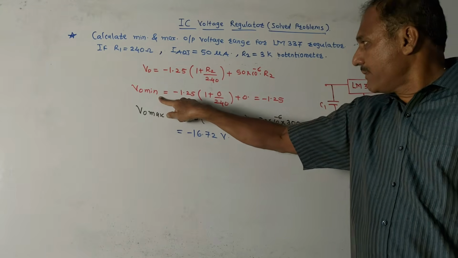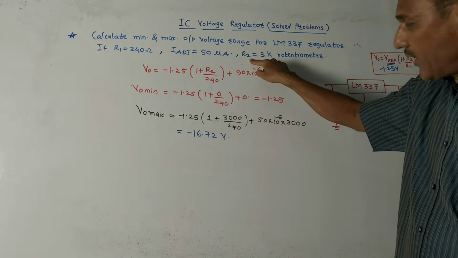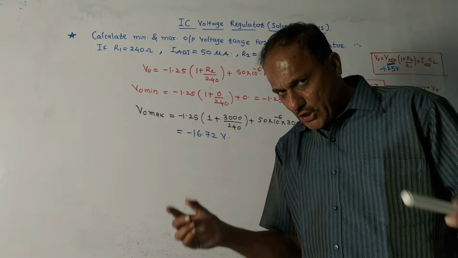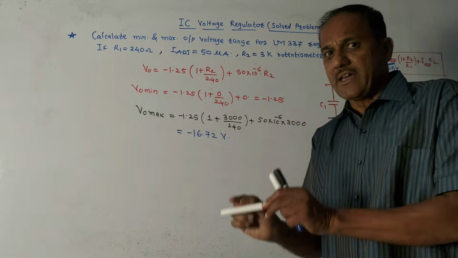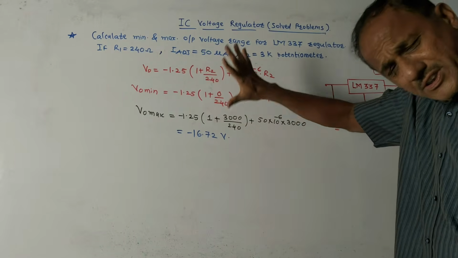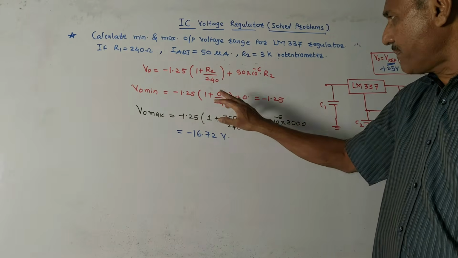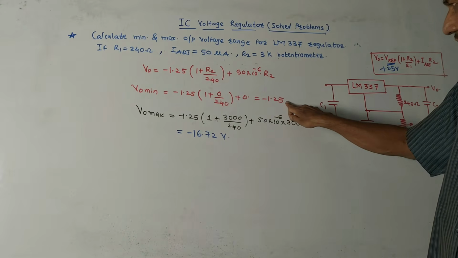To calculate V minimum, we have to make use of the minimum value of R2. In the given question, R2 is 3 kilo ohm. 3 kilo ohm is the maximum value. It is a potentiometer, so the minimum value will be 0. Maximum will be 3K, that means 3000 ohm. So I put the minimum value 0. It is similar to the earlier numerical, only the sign changes. Otherwise every step is the same. So if you do this calculation, the answer is minus 1.25 volt.